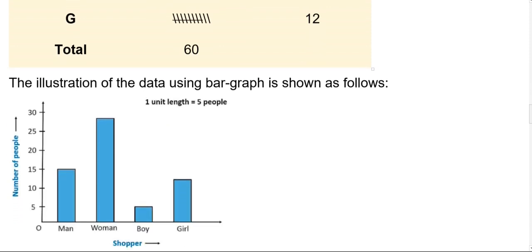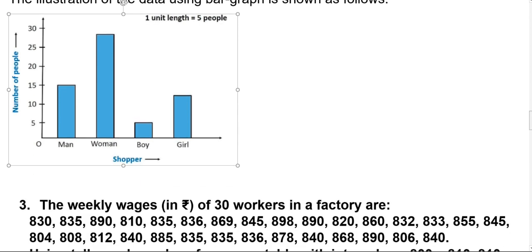The illustration of the data using a bar graph is shown as follows. One unit is equal to 5 people, so the scale goes 5, 10, 15, 20, 25, 30 people. Men 15, women 28, boys 5 members, girls 12 members. 12 means between 10 and 15, in the middle.